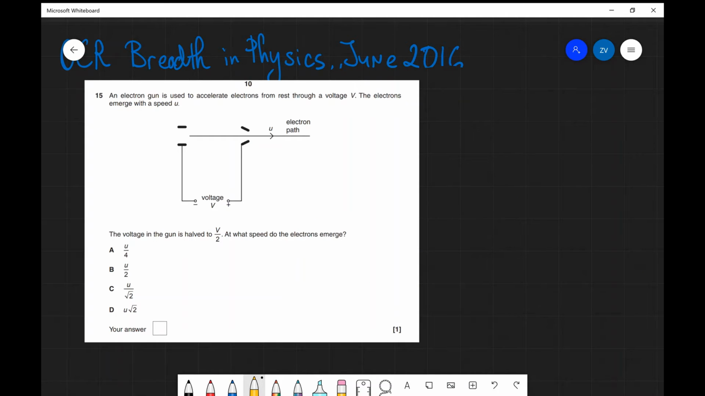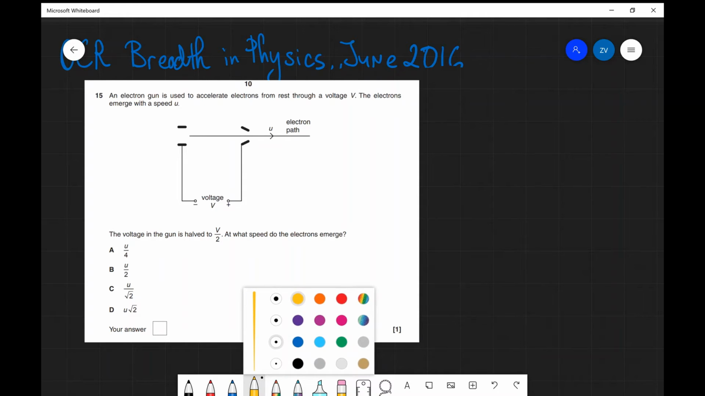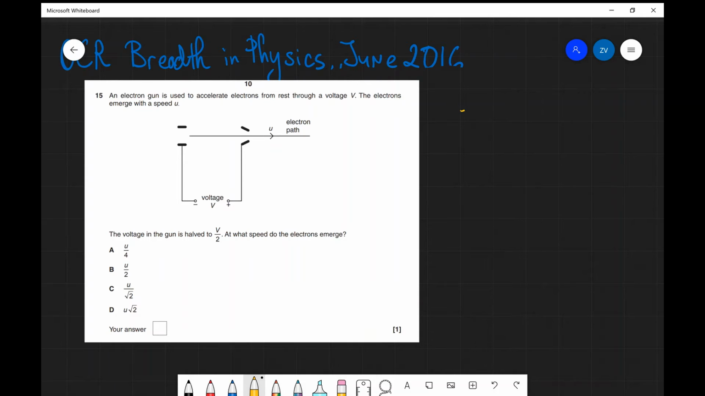Almost there, folks. Question number 15. An electron gun is used to accelerate electrons from rest through a voltage V. The electrons emerge with a speed u. Even before I carry on with the question, we can just write the main equation for this, and that is that eV is equal to a half times the mass times the speed squared. Now in this case, the speed is given to be u. So the voltage of the gun is halved to V over 2. At what speed do the electrons emerge compared to the original speed?